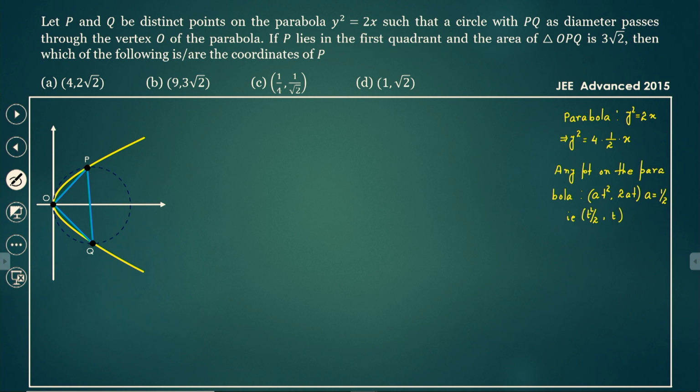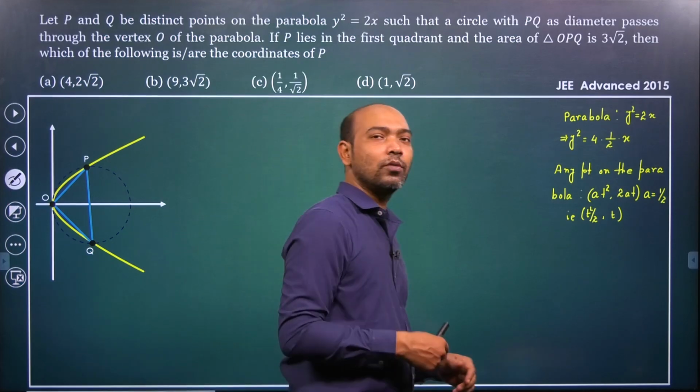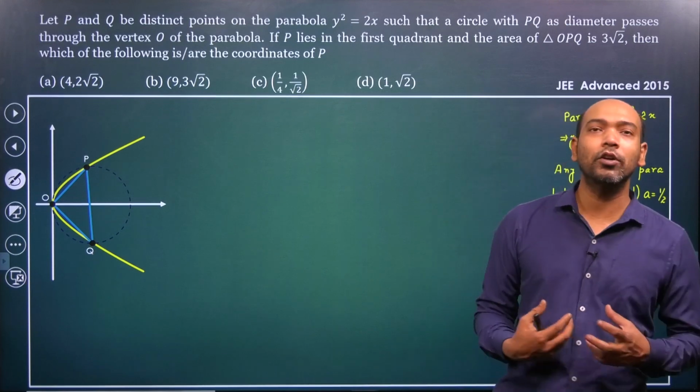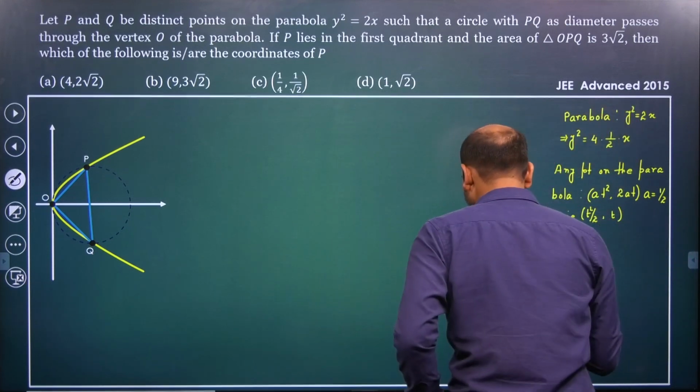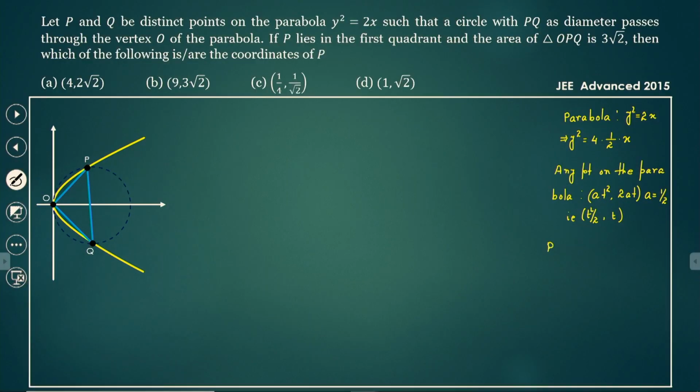Now P and Q are points that lie on the parabola. So we can find the coordinates of P and Q. We assume that the coordinate of P is t1 square divided by 2 comma t1. The point Q is t2 square divided by 2 comma t2, for some real values of t1 and t2. So these two points we obtained.